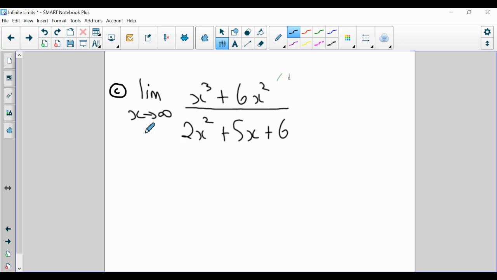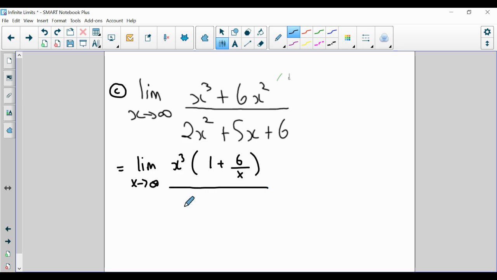All right, here is another one. I have the limit as x approaches infinity of x cubed plus 6x squared over 2x squared plus 5x plus 6. So on the top, I can take out an x cubed, and I'm going to be left with 1 plus 6 over x. And over this one, I can take out an x squared, so I'm going to be left with 2 plus 5 over x plus 6 over x squared.